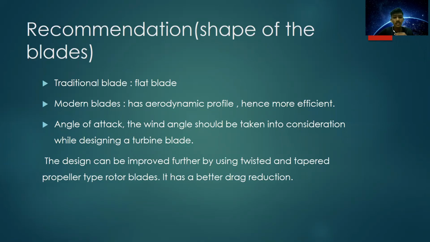And the modern blades have a better angle of attack, and most of the time the wind angle should be taken into consideration while designing it. So the design of the turbine blade can be improved further by using a twisted and tapered propeller type rotor blades. This is because it has better drag reduction and of course it will have a better efficiency.